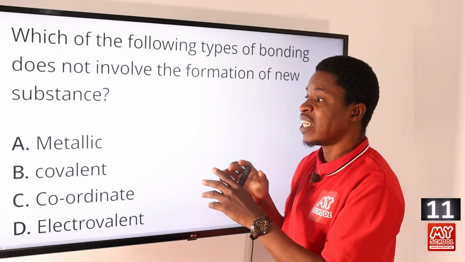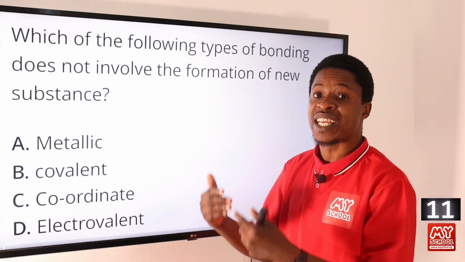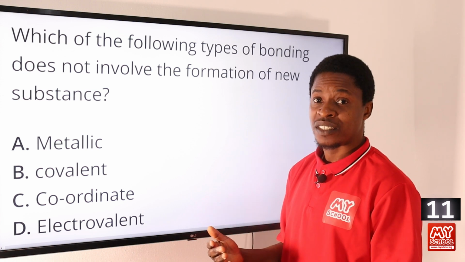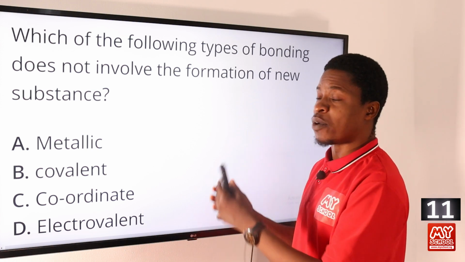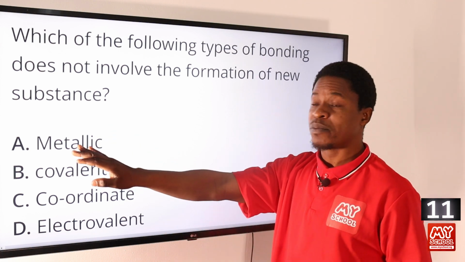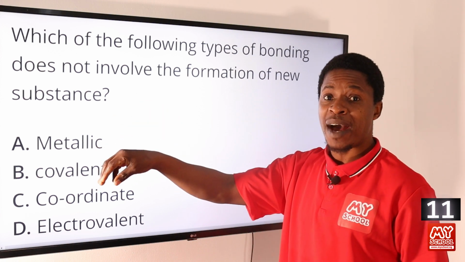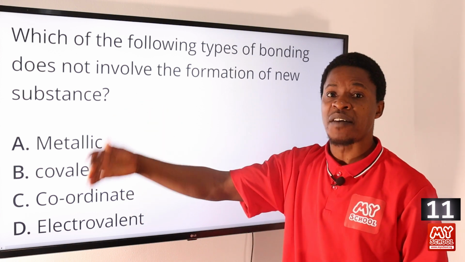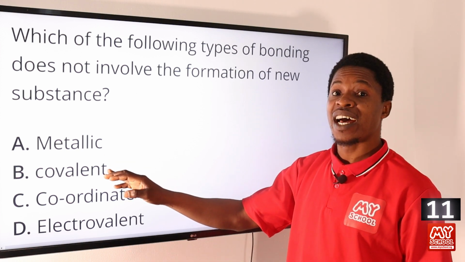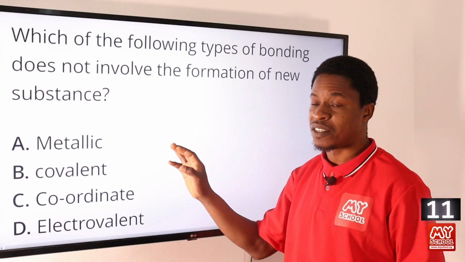So the metal still remains. For instance, sodium ion will still remain sodium ion, even after the bonding has taken place. So we just refer to it as a mere bond, metallic bond, because there's no new substance that is formed. The sodium ion remains sodium ion even after the bonding has taken place. But with this one, you have chlorine reacting with another chlorine atom to give us a chlorine molecule. So a new substance is formed.